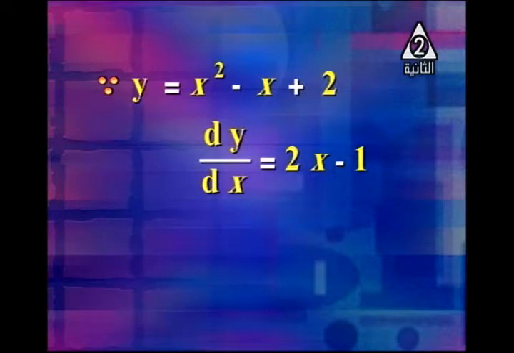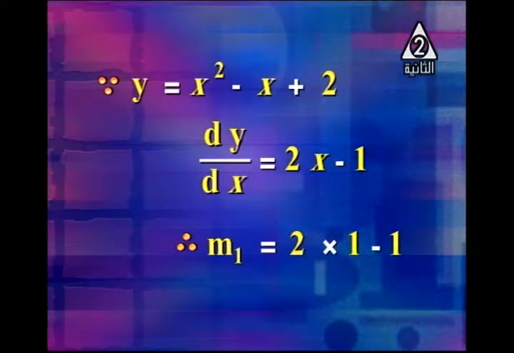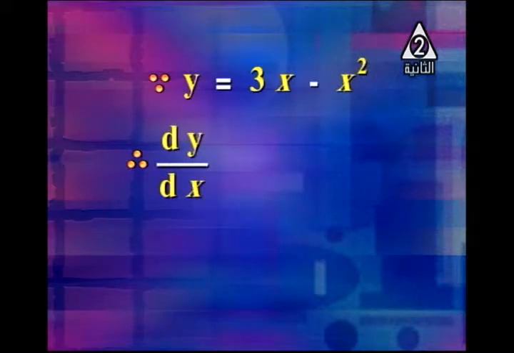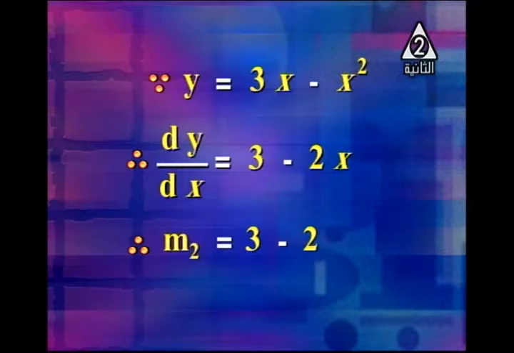Since y equals x squared minus x plus 2, we find the slope of this curve by differentiation with respect to x: dy by dx equals 2x minus 1. After that, we find dy by dx at x equals 1, so the slope is 2 times 1 minus 1 equals 1. By using y equals 3x minus x squared, we also differentiate with respect to x. The answer is 3 minus 2x. By substitution of x equals 1 also, m2 equals 1.